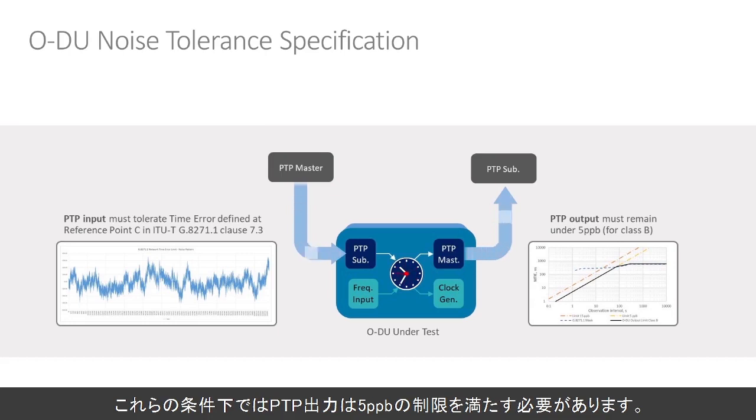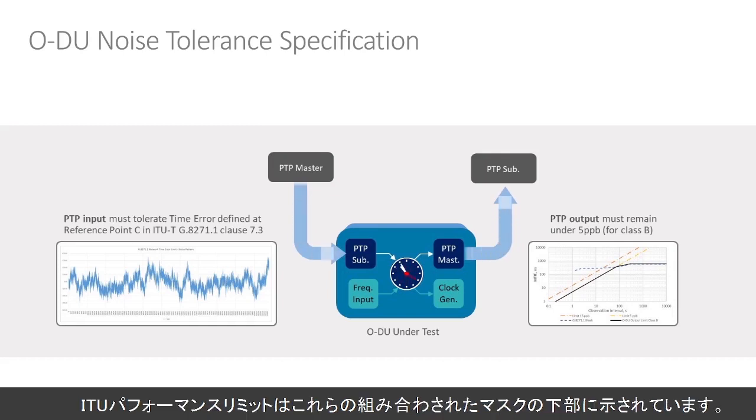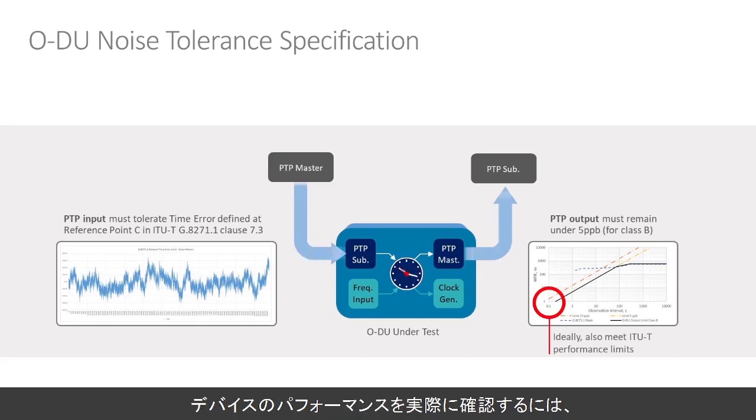And under those conditions, the PTP output should meet this 5 part per billion limit, ideally also those ITU-T performance limits indicated by the lower part of these combined masks here. So note that the level of accuracy here for making this measurement is down to a nanosecond, to be able to make sure you can accurately see the performance of the device, a key point there.